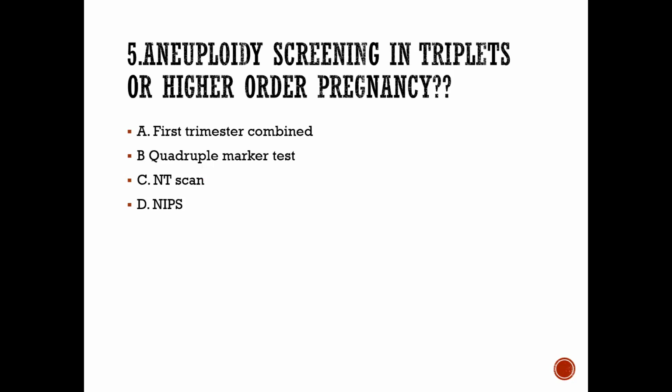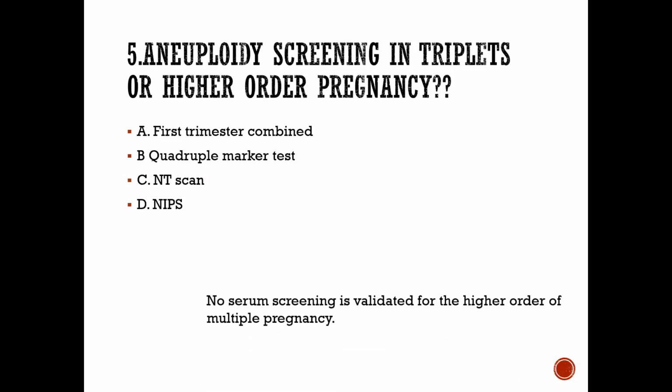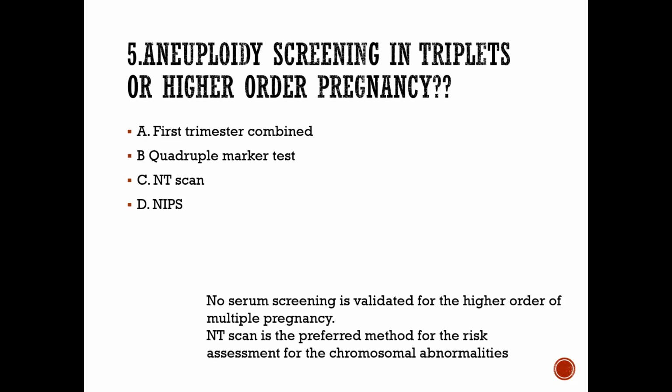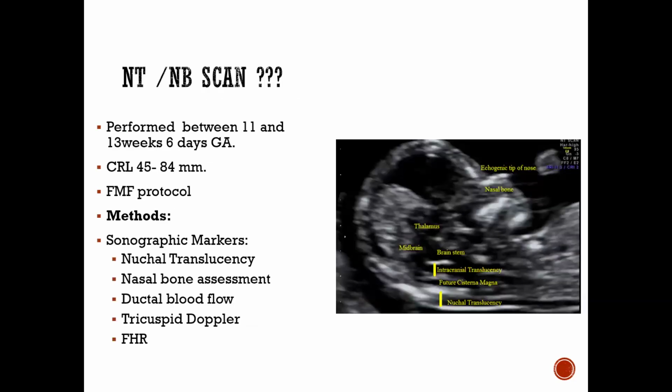Now, in case of triplets, which screening test is better? No serum screening is validated for higher order multiple pregnancy, be it triplets or quadruplets. NT-scan is the preferred method for risk assessment for chromosomal abnormality. So ultrasound screening is good for triplet or higher order pregnancy.